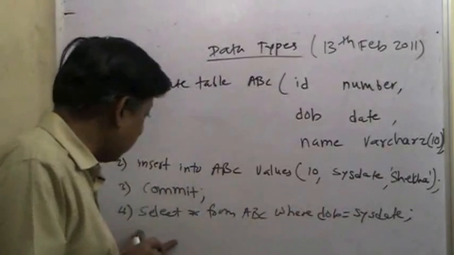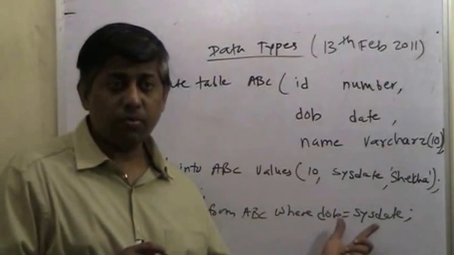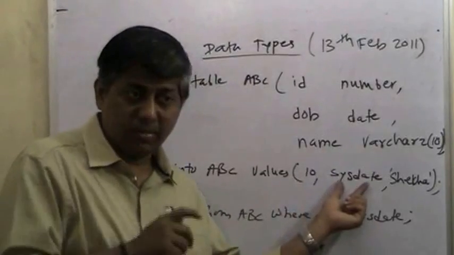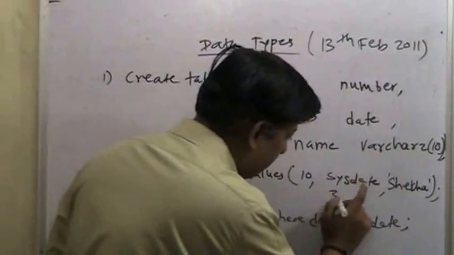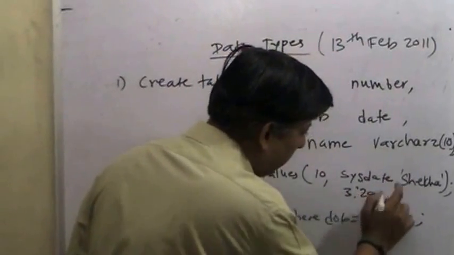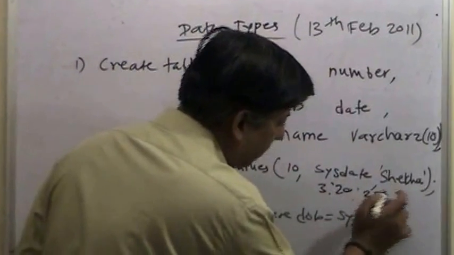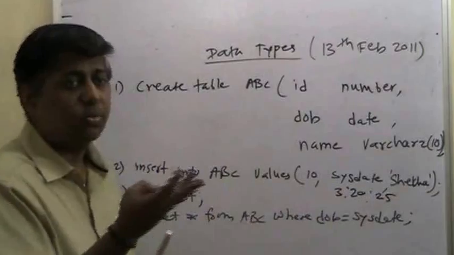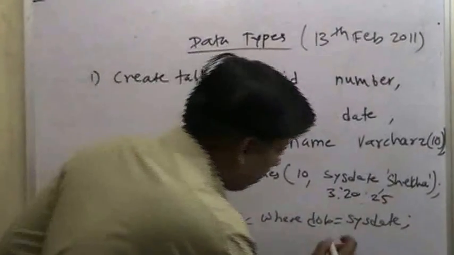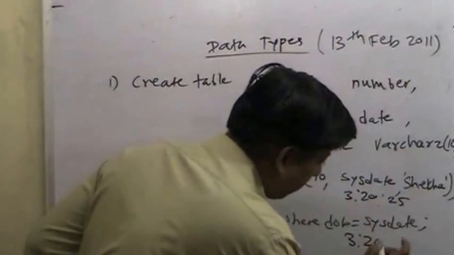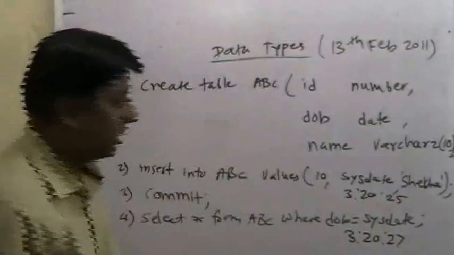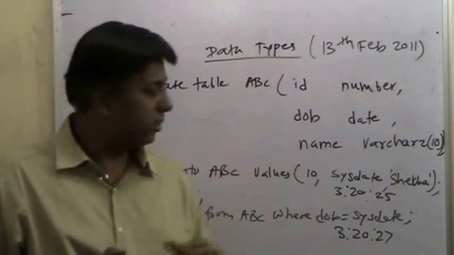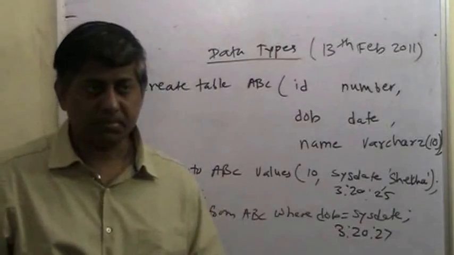And now when I execute this select statement, what will get compared? It will get compared all the date of births, which is now 3 o'clock, 20 minutes and 25 seconds. That will get compared with, let us say I execute this command 2 seconds later, 3 o'clock, 20 minutes and 27 seconds. Because of that, the 27 and 25 will not match, and you will not get any rows over there.